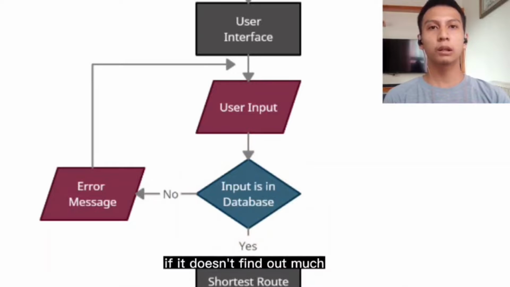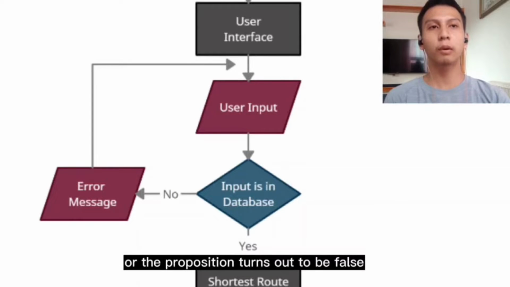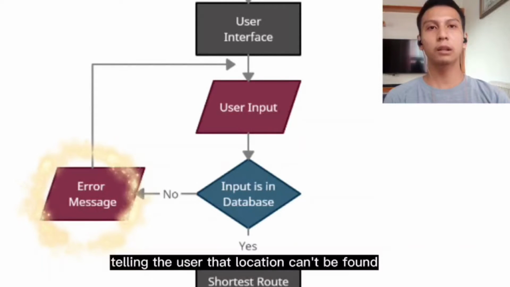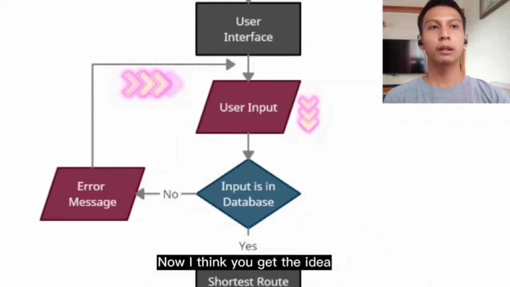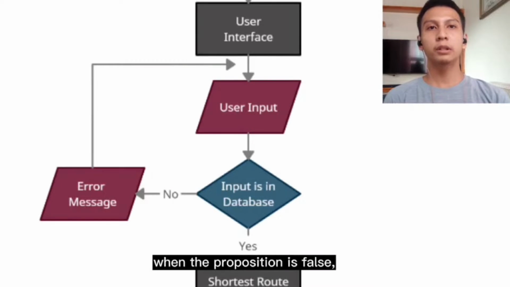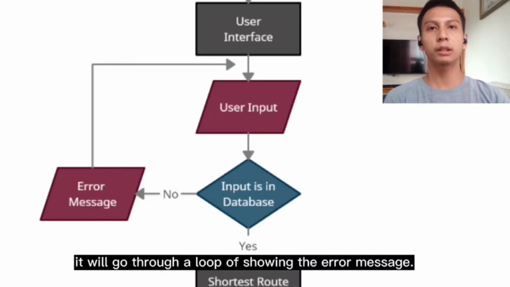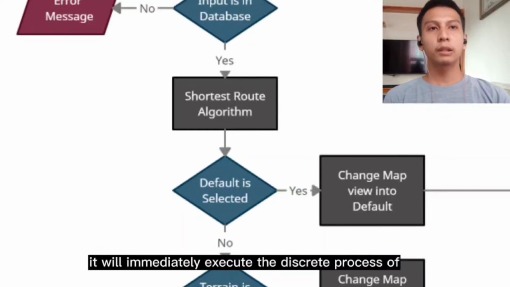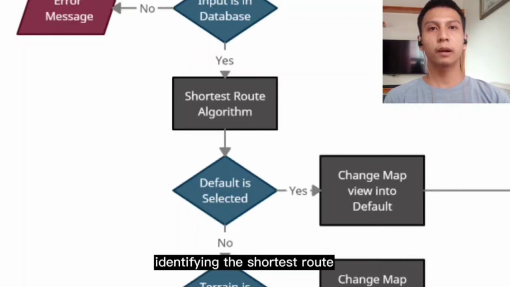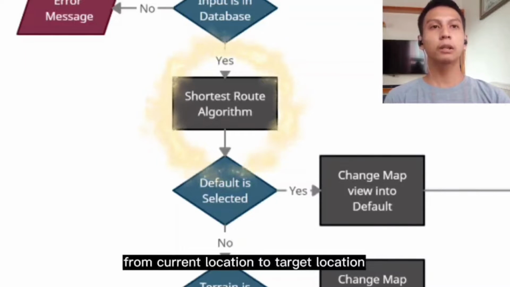Just like before, if it doesn't find a match or the proposition turns out to be false, an error message will be displayed telling the user that the location can't be found and suggesting to retry another location. After that, the system will proceed again to the evaluation phase. Now I think you get the idea. While the proposition is false, it will go through a loop of showing the error message. On the other hand, when the input finds a match, it will immediately execute the discrete process of identifying the shortest route from the current location to the target location.